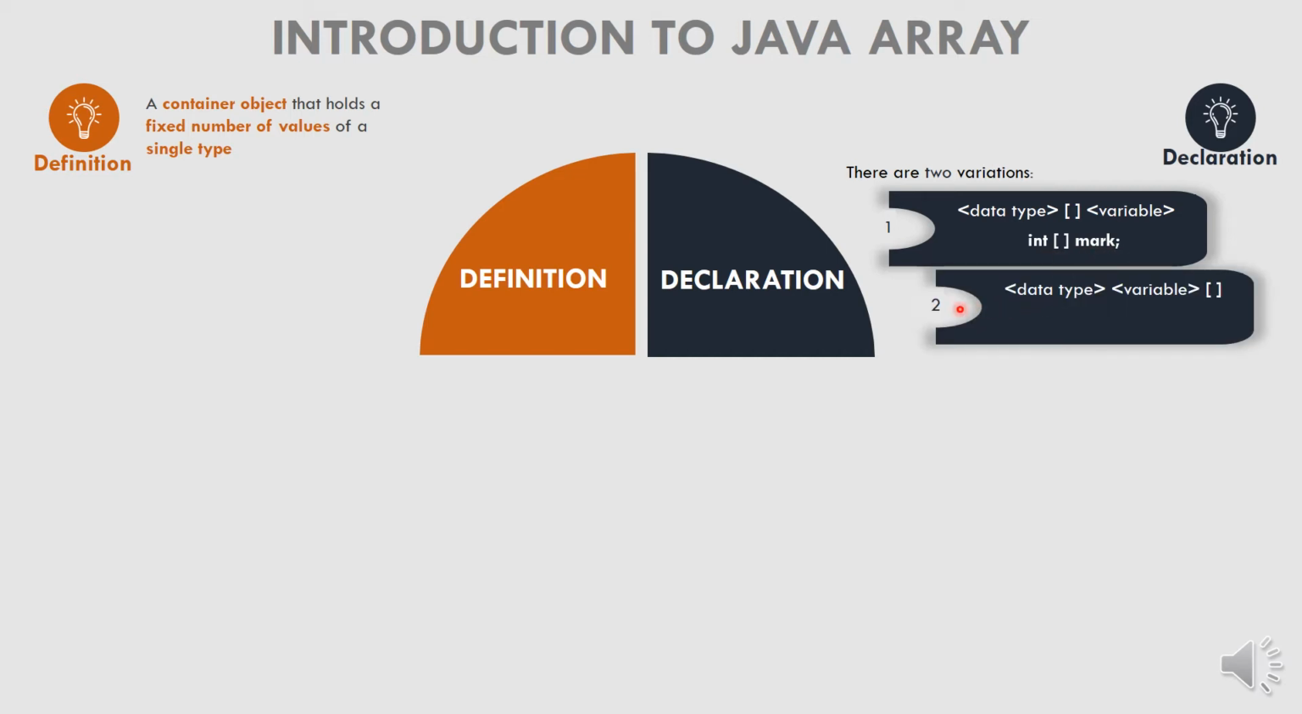For the second variation, you may do this by changing the location of the bracket. Instead of being in between the data type and the variable, the second syntax requires the bracket to be placed at the end of the statement, after the array name and before the semicolon. Here is an example. I believe you should be able to notice that the bracket is placed after the array name mark.